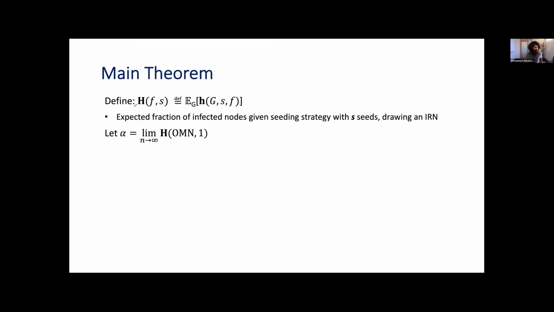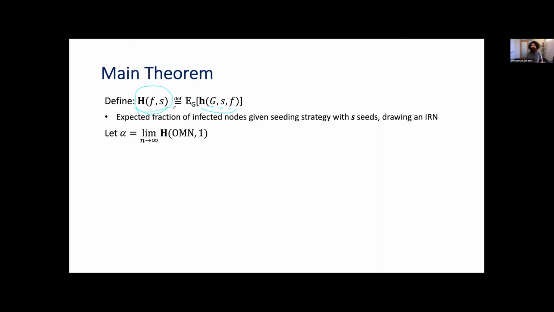Then I'm gonna define this new objective function. Remember, this H function takes network, number of seeds, and seeding strategy as input. Now I have a network model, so I'm gonna take expected value with respect to the network model. And this H function is defined. What is the definition of it? What is the meaning of it?